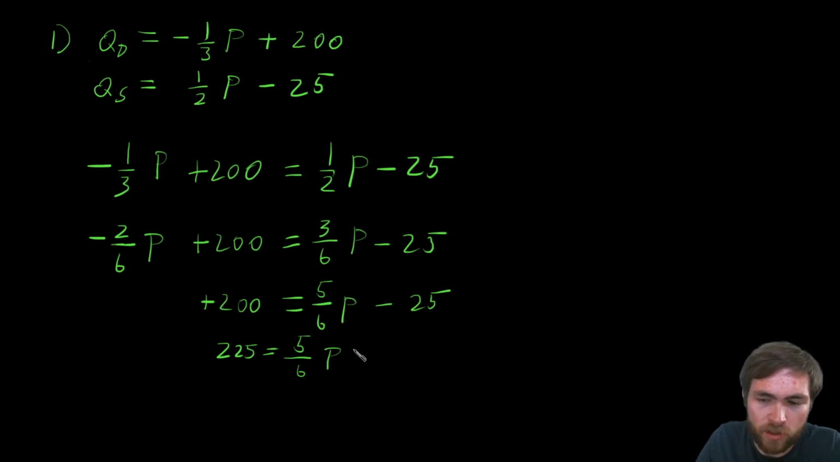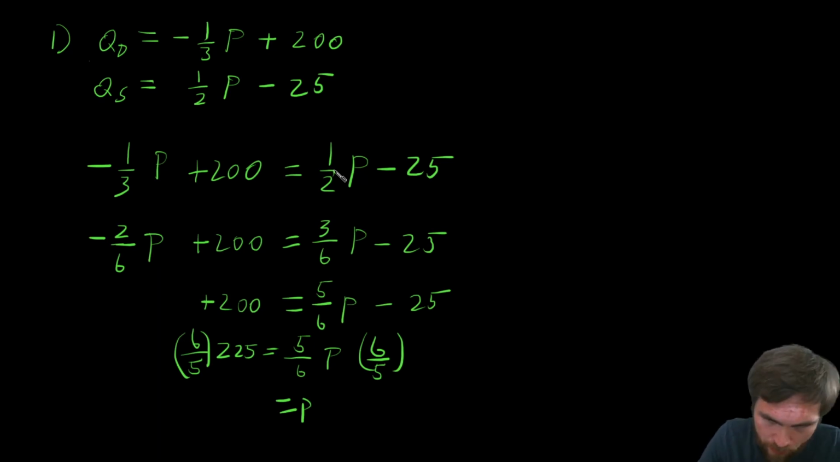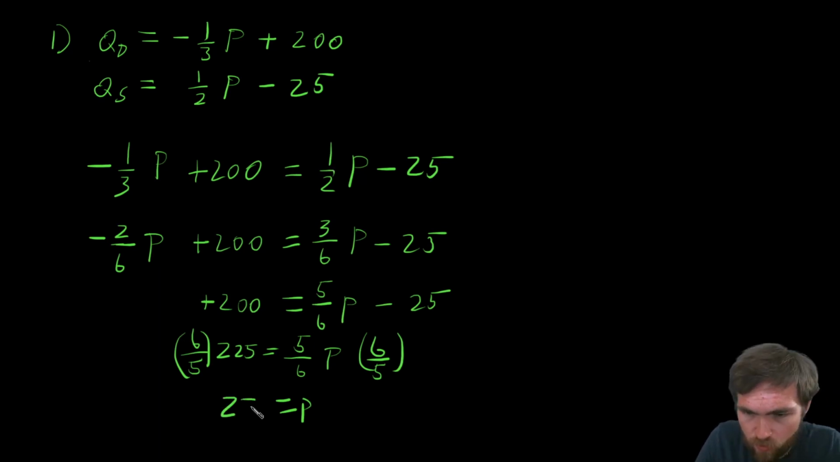So now we just need to multiply both sides by 6/5, and that will leave us with P on this side and just a number on that side. So calculating that out is equal to 270. We can say then that P star is equal to 270.